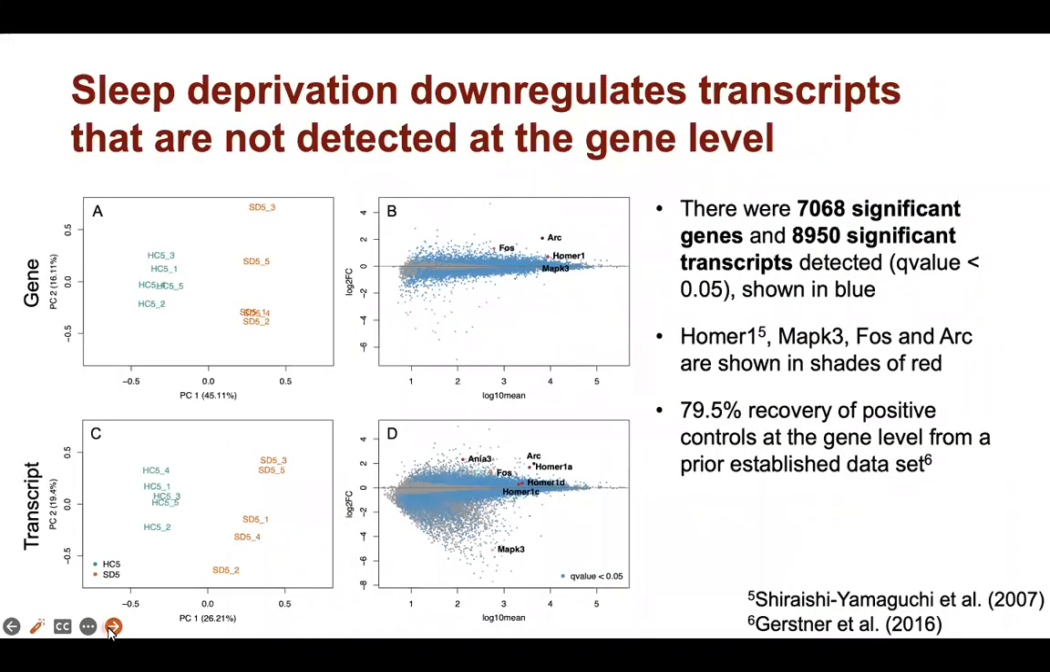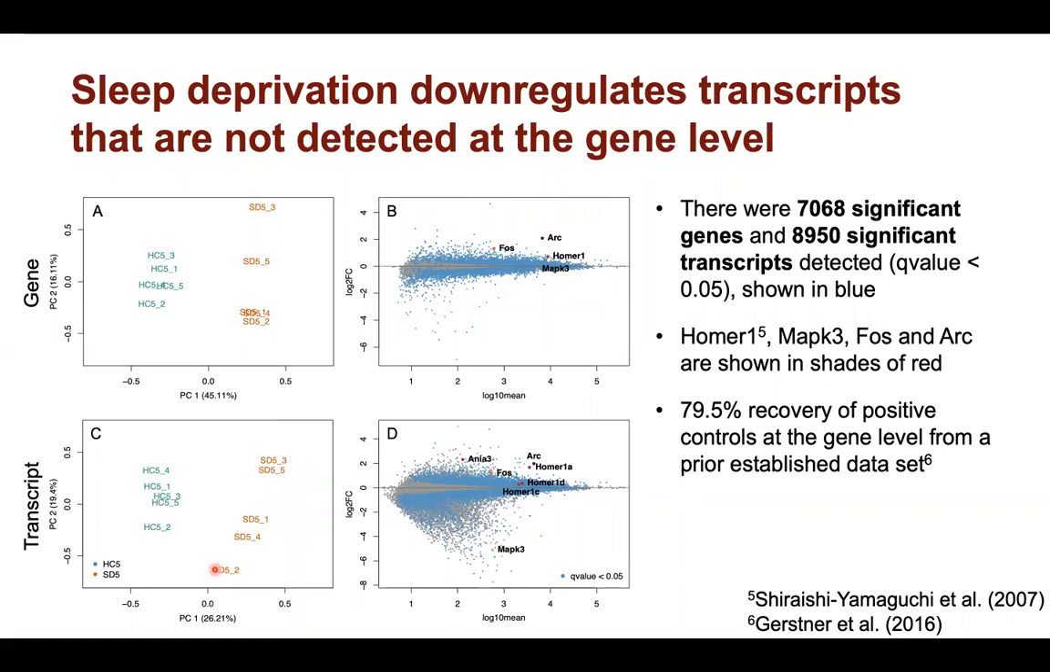First, I will talk about the differential transcript expression and differential gene expression data. We found that sleep deprivation downregulates transcripts that are not detected at the gene level. Here on the left, you can see our PCA plots. You can see a separation of our home cage samples in green. These are the animals that were allowed to sleep. You can see along the first principal component, they are separated from our sleep deprived samples in orange.